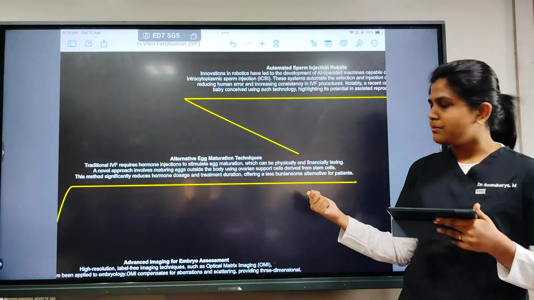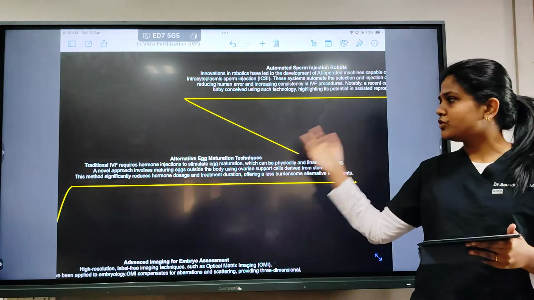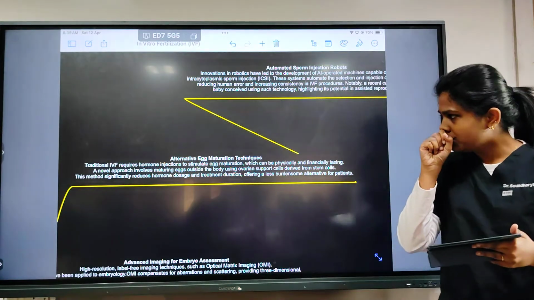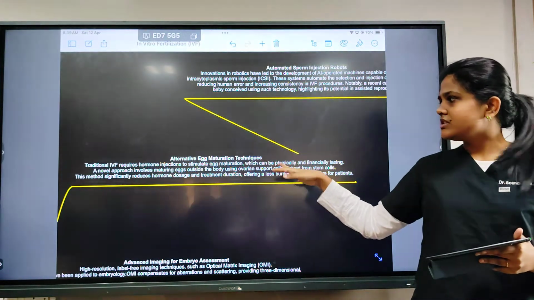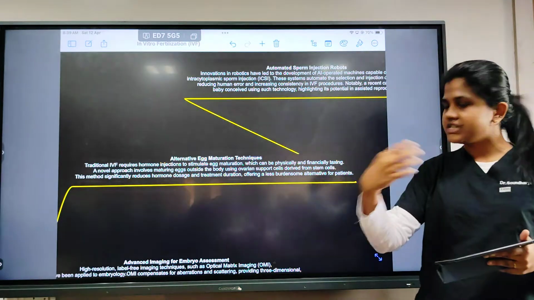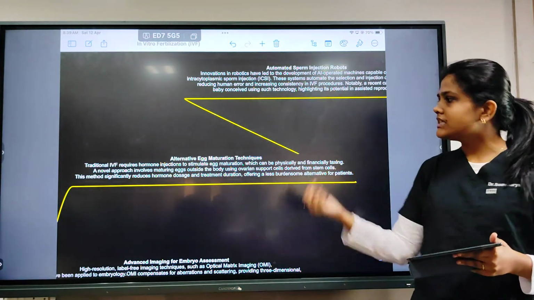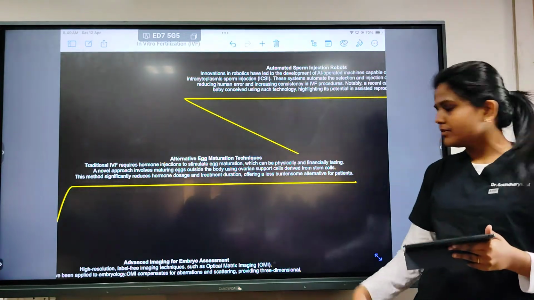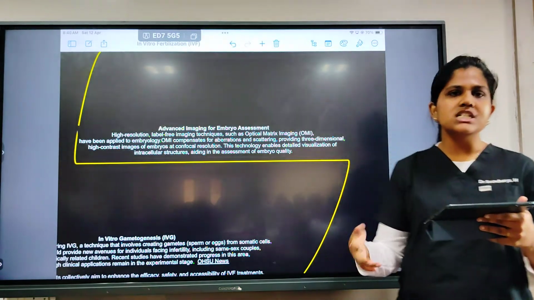Next is the alternative egg maturation techniques. Traditional IVF techniques require hormone injections to stimulate egg maturation, which can be physically and financially taxing also. It is actually around 5,000 euros in other countries for conventional IVF, so this is usually a costly procedure. A novel approach involves maturing eggs outside the body using ovarian support cells derived from stem cells. This method significantly reduces the hormone dosage given during the treatment, offering a less burdensome alternative for patients.